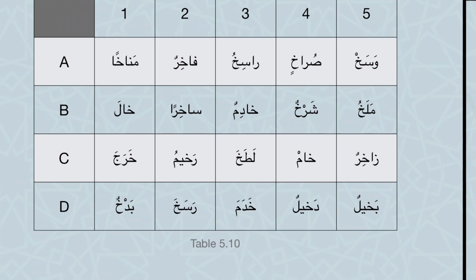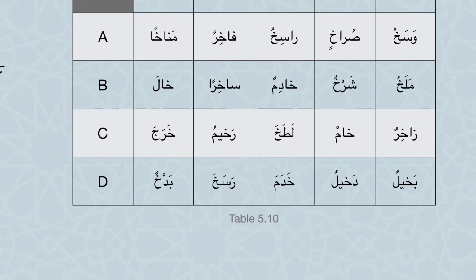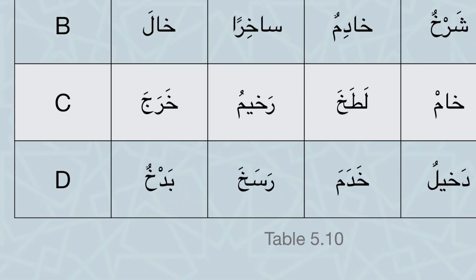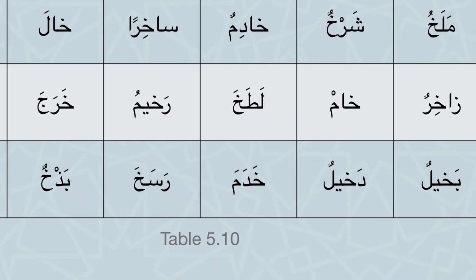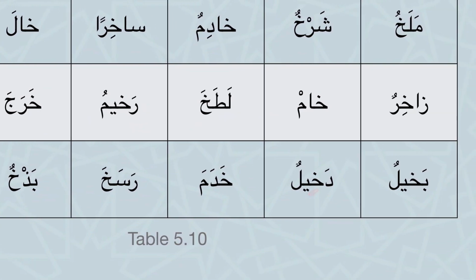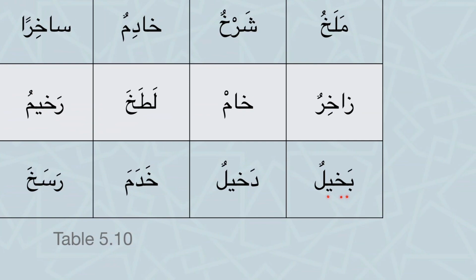Blackout. تفضل. وعليكم السلام. بدخن, but I think I made a mistake here, so let's put a dot. بدخن, ممتاز. رسخ, ممتاز. خدم. دخيل, ممتاز, because there's a long E. بخيل, ممتاز. Thank you very much, Blackout.